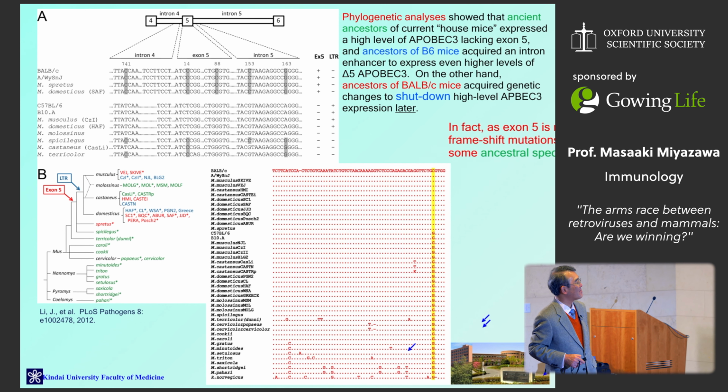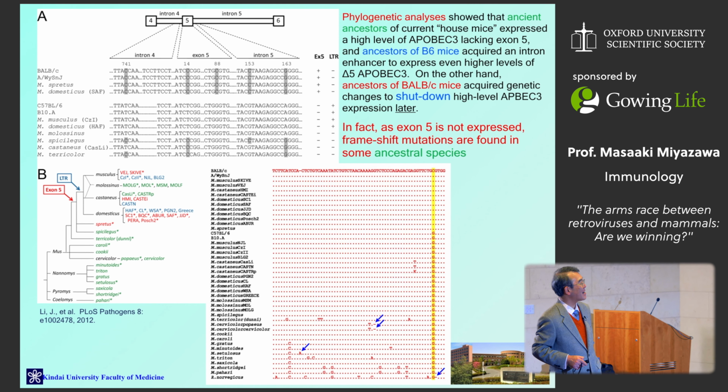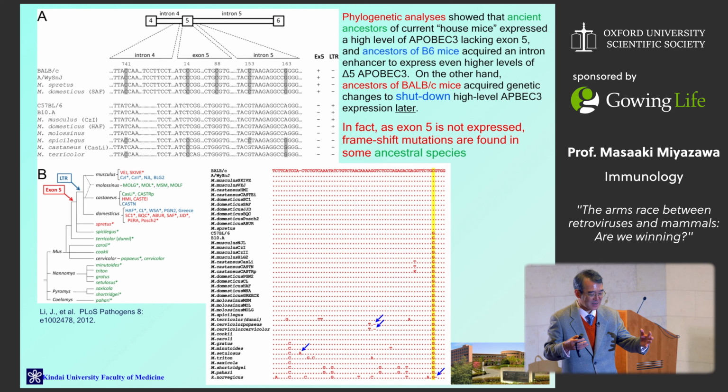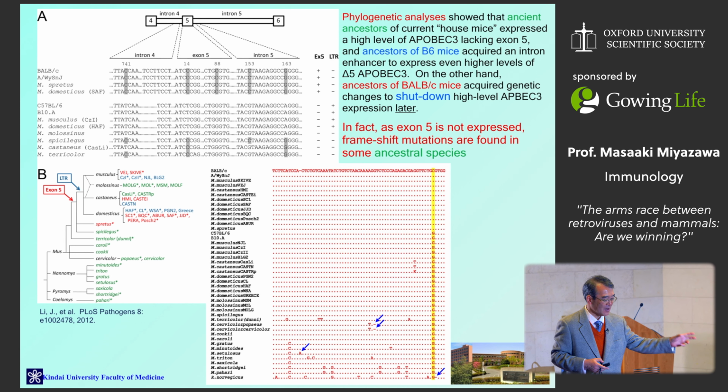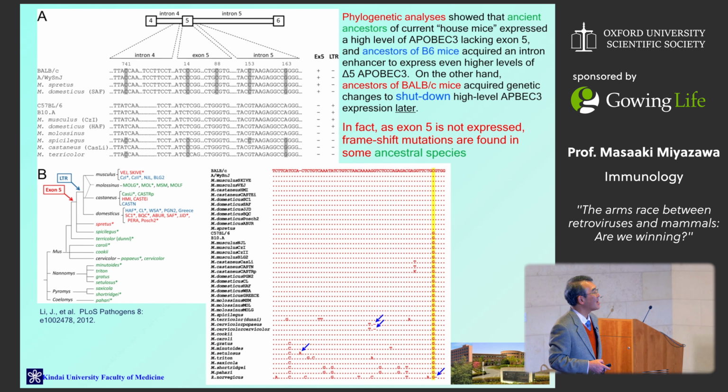And many wild species of mice, including rats, have a frame shift mutation, deletion of one nucleotide or addition of one nucleotide that causes the frame shift, the shift of the reading codon, and that eventually causes the presence of a stop codon within the coding sequence.